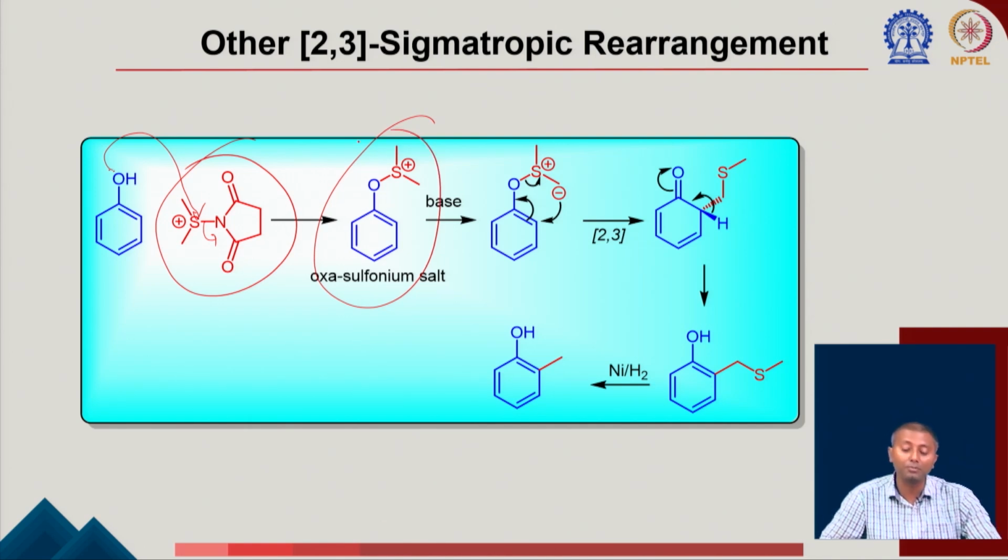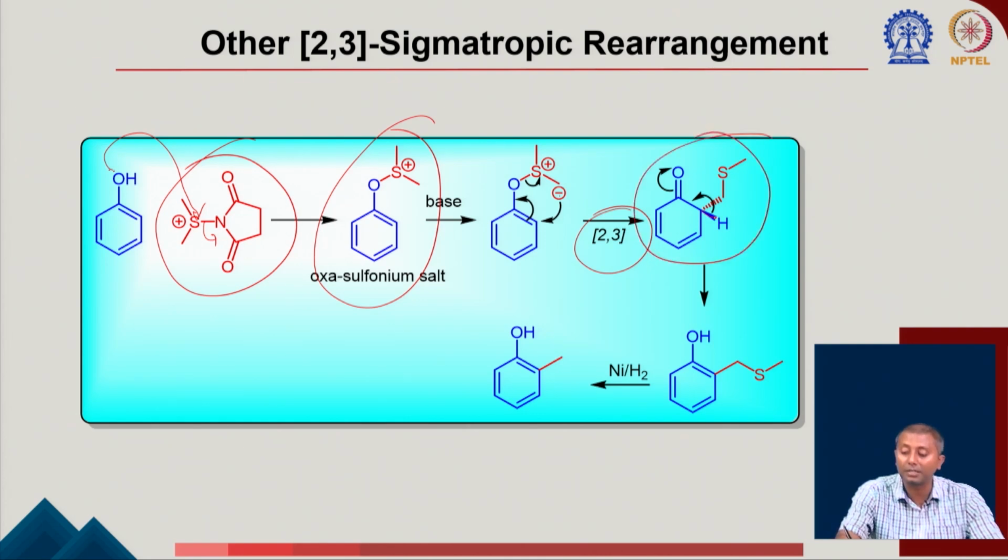Once you have an oxasulfonium salt, in place of base, this proton is going to be abstracted to form the corresponding carbanion here. Now this carbanion can attack here. You can see it is very similar to a Smiles type rearrangement. It attacks through a 2,3 sigmatropic rearrangement, forms the double bond oxygen, forms this intermediate, and this proton will be abstracted to get back to the corresponding phenol. Now you have this CH2SCH3, so you have the sulfide in the ortho position of the phenol.